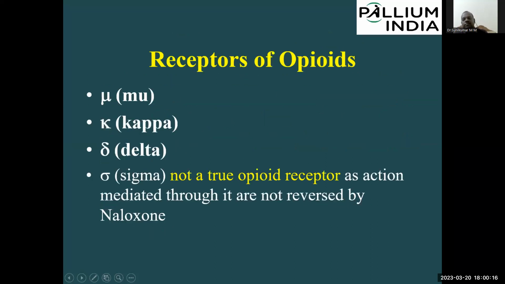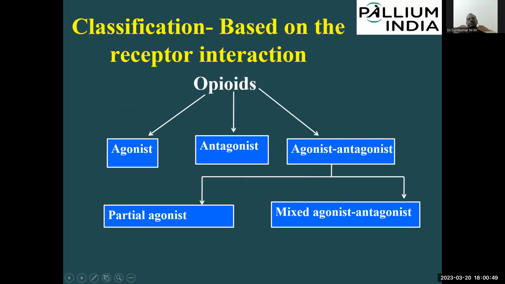So opioids act on opioid receptors, and there are mainly mu, kappa, and delta. These are the opioid receptors. On combining with these opioid receptors, the opioids will give you the pain relief as well as produce the side effects. And its action is antagonized by naloxone. If the medicine is an opioid, its action can be antagonized or reversed by naloxone. This is the classification of opioids depending on the interaction at the receptor side. It is divided into agonist, antagonist, and agonist antagonist. Agonist means these are opioids which act on opioid receptors and will produce physiological action, that is pain relief and other side effects.